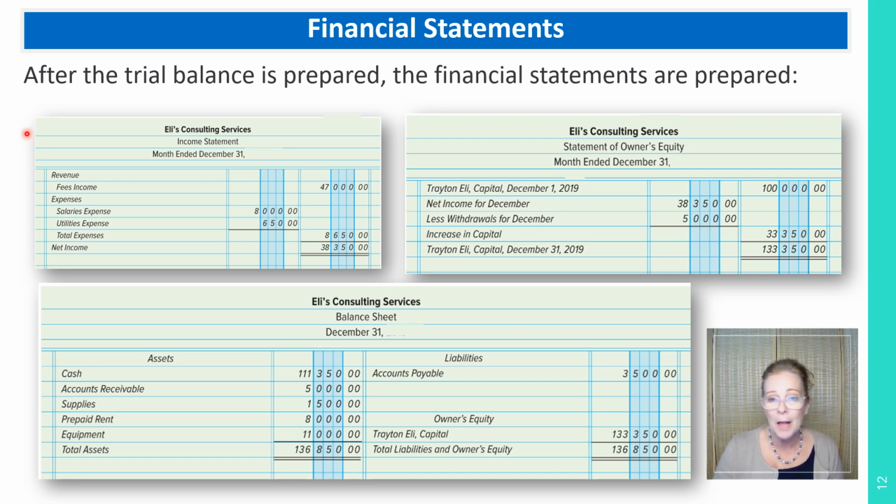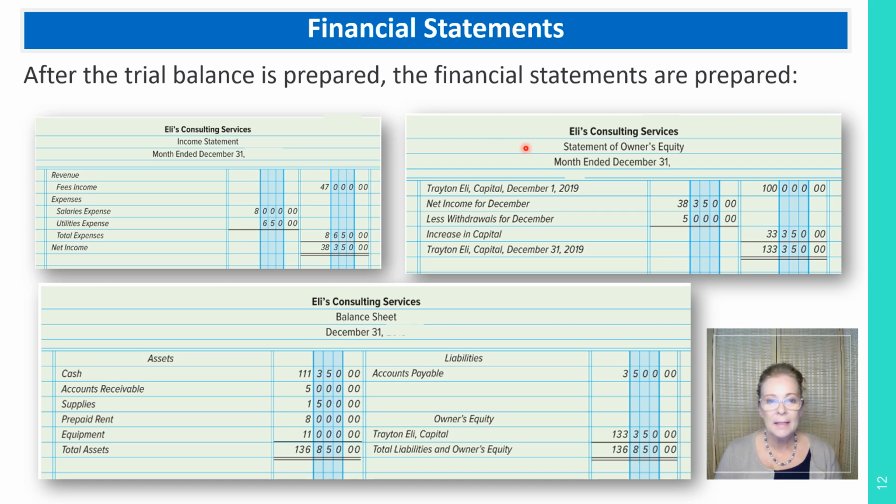We go back to our trial balance. We enter the fees income of $47,000 from our trial balance. We enter the expenses for salaries expenses of $8,000 and utility expenses of $650, and then subtract the total expenses of $8,650 from the revenue of $47,000 and calculate the net income of $38,350.